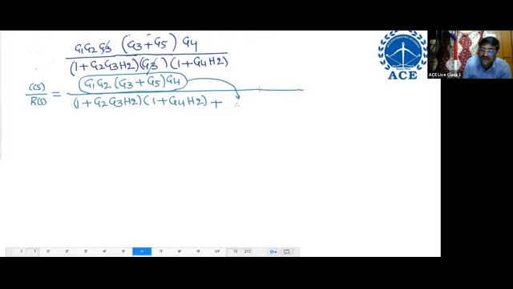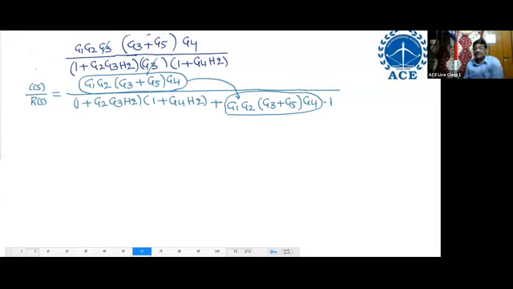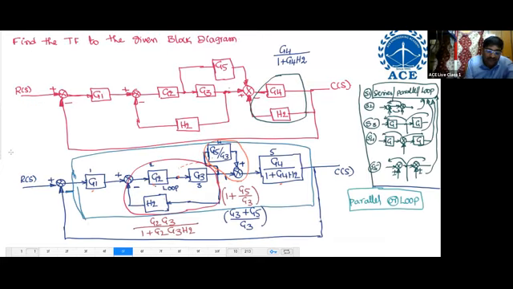That means what I will get? G1, G2 into G3 plus G5 into G4. That's all. Numerator term as it is in the denominator, product with feedback gain. What is the feedback gain? Feedback gain is 1. So this is the answer. This is one method. This is method 1.